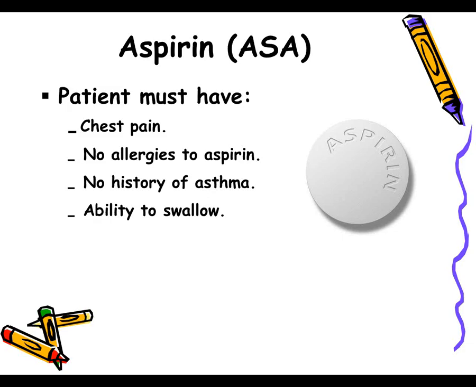Now that's patients in their 3rd and 4th decade, in their 30s and 40s, who have asthma may develop an asthma attack when you give them aspirin. So if I've got a patient who has a history of asthma, but they're not wheezing during their heart attack, I would give them aspirin. But if they're wheezing during their heart attack, I would not give them the aspirin. They have to be able to chew or swallow the aspirin.